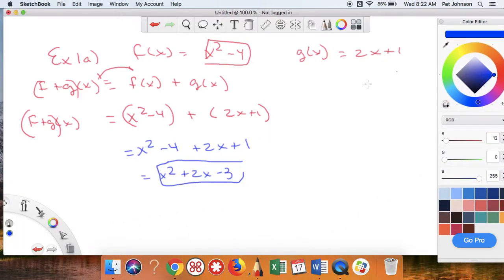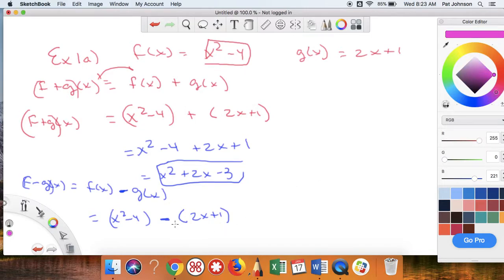Now, what if I needed to do the difference? Again, this can be f of x minus g of x. And this is really important because of this minus. So let's start with f of x. We have x squared minus 4, minus, right, I have a minus sign. What is g of x? I'm going to put parentheses, 2x plus 1. Now we all know that a minus 1, if it's outside of parentheses, we have to distribute it, because that has a different value than positive 1. Negative 1 will change things, so it's opposite.